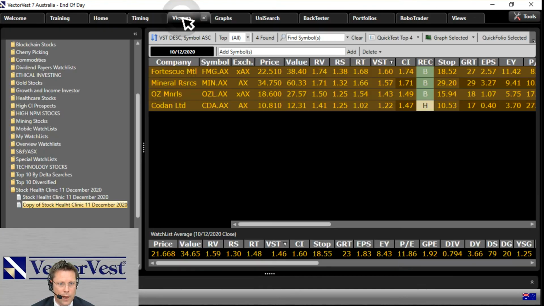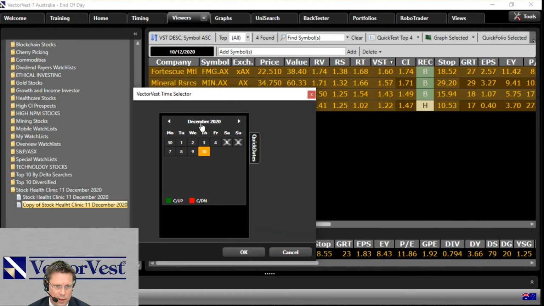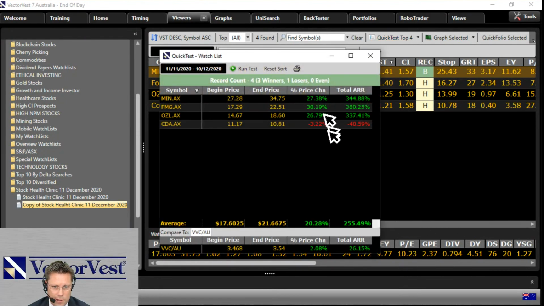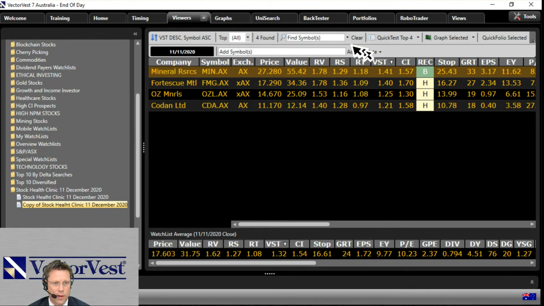Remember that when we went back to our stock viewer on the 11th. Let's do this: if I go to our top stocks on the 11th of November, remember there was an entry signal to the market. Remember that? All right, so if I quick test those, the rising tide floats most boats, right? Up it goes, 20-odd%. If I were to throw that one in, so what was it, JHC?